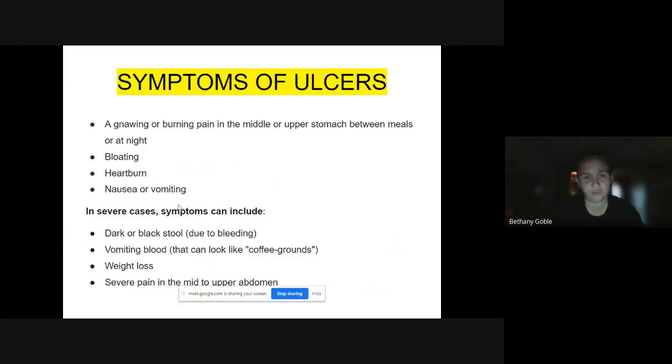You might feel nauseous or vomit. In severe cases, when you go number 2, your poop is really black. I'm going to tell you right now, anytime you have blood in your urine or poop, go see a doctor, because something is going wrong that probably needs to be taken care of, right? Maybe you're vomiting blood, same thing, go see a doctor. If you have a lot of weight loss or severe pain anywhere in your abdomen, you might want to talk to mom and dad and go see a doctor.